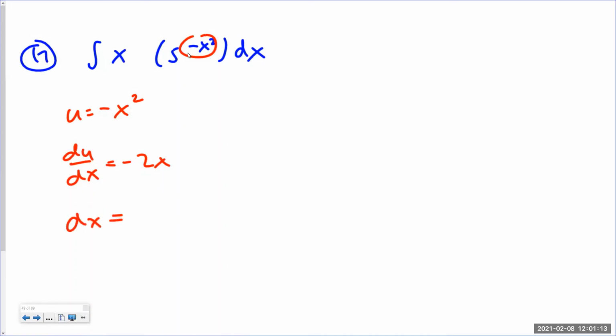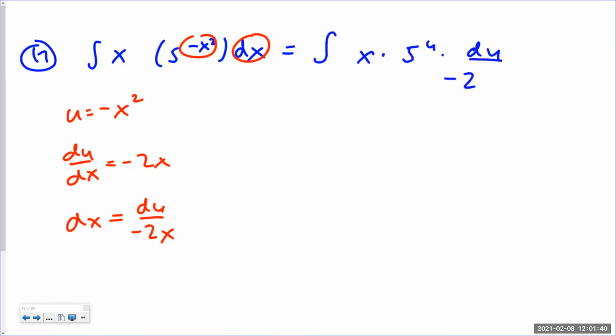All right, now I'm going to pick that as my u because I'm thinking, hey, I think this is an a to the u problem. That would be a and that would be your u. If I set that equal to u, there's my derivative. So dx is going to be du over negative 2x. You're going to replace two things, your u and your dx. If I didn't circle it, I'm not going to replace it. So that's what I get.